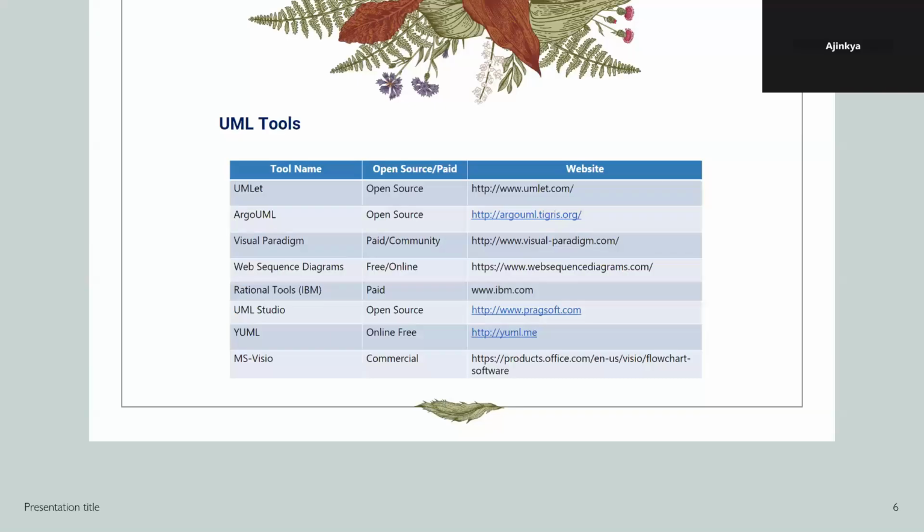Still, the tools people use are MS Visio and the IBM Rational tool. These are the most preferable. But nowadays, no one actually works on UML diagrams. Still, MS Visio, the Microsoft Visio tool, is very popular.